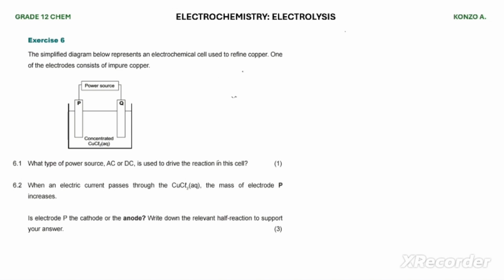Okay, and in this video, we're going to continue with our exercise. Now we're in exercise 6. The simplified diagram below represents an electrochemical cell used to refine copper.